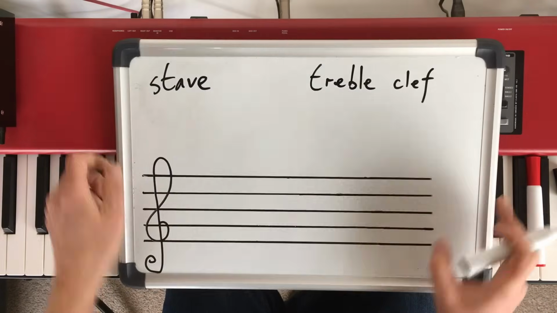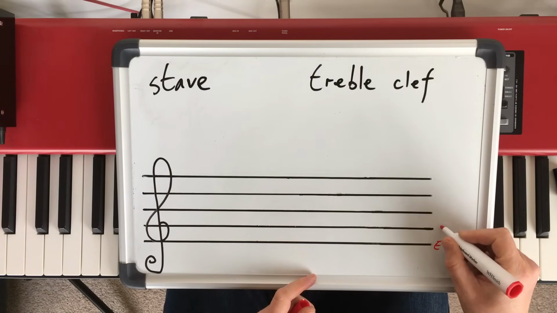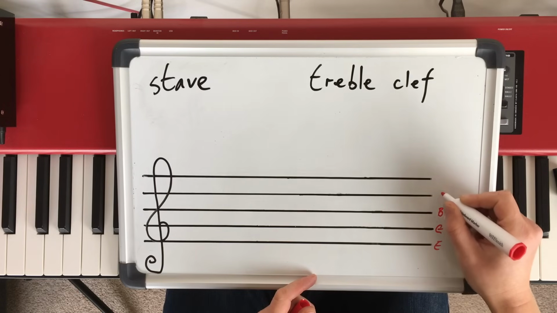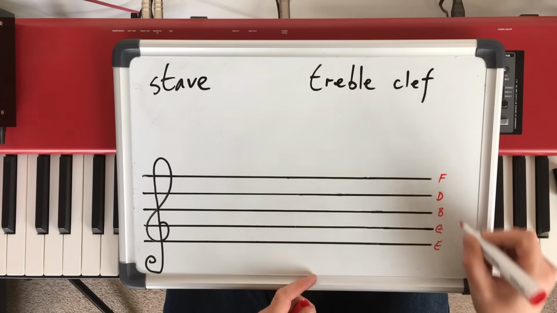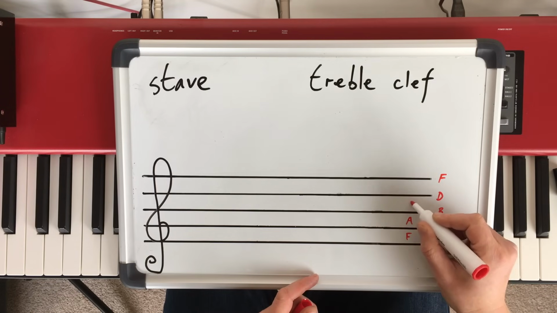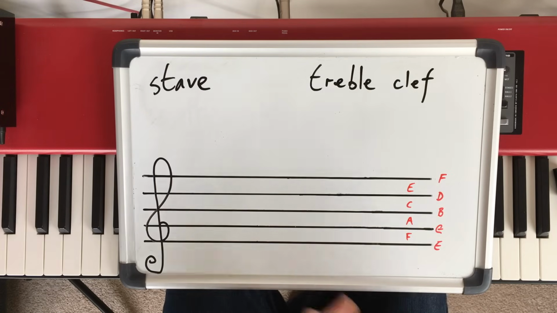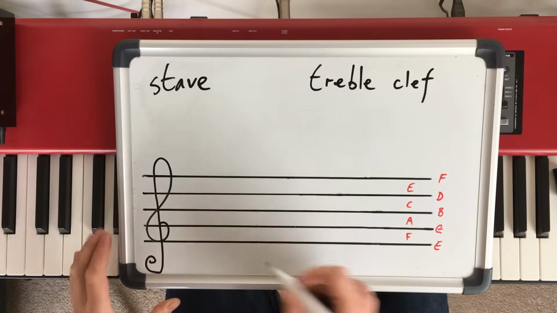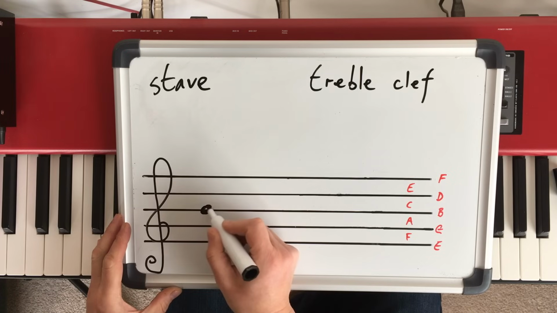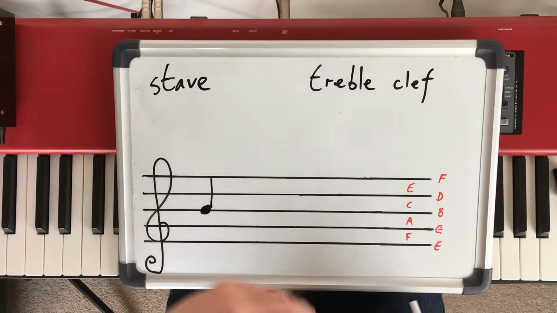Let's just write those in. Okay, so we've got E, G, B, D and F on the lines, and we've got F, A, C and E in the spaces. Now, if we draw a note on the middle line, there we go, that means play a B.